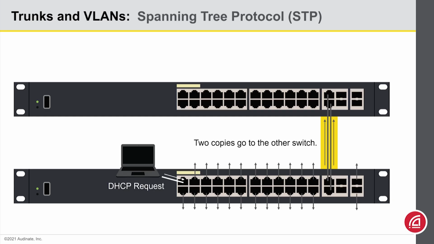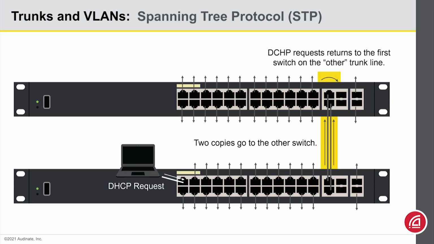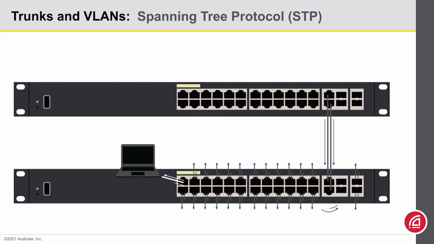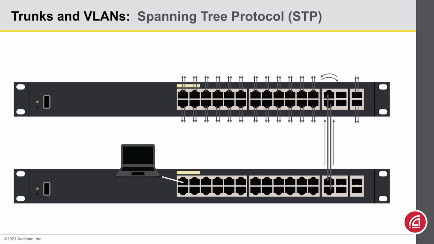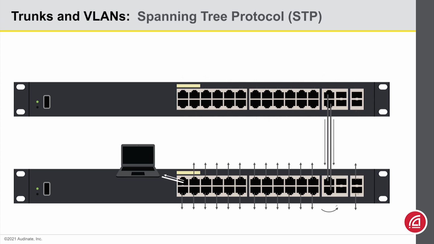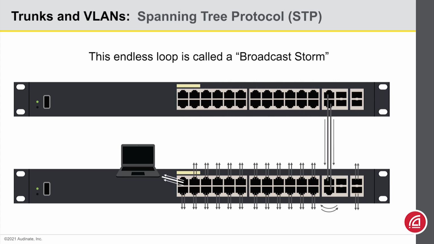The broadcast message that went up one leg goes to every port on the next switch, including the other trunk link from the first switch. And the same happens with the DHCP request from the other trunk link. It will go to every port on the switch and back down the other link. Once it gets down to the first switch, these messages will hit every port on the switch again, including going back up the trunk line again. And this will happen over and over in an endless loop as fast as it can, eating up bandwidth across the network. And this is what we call a broadcast storm.